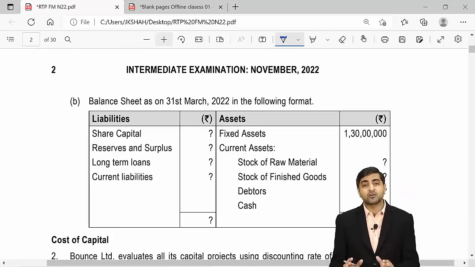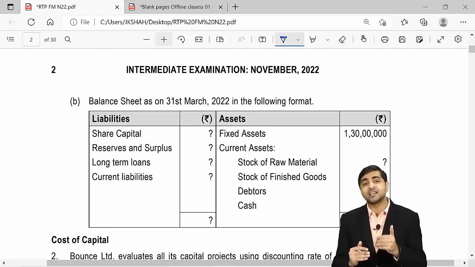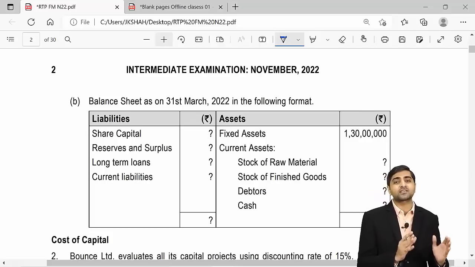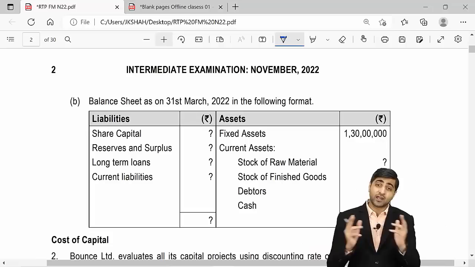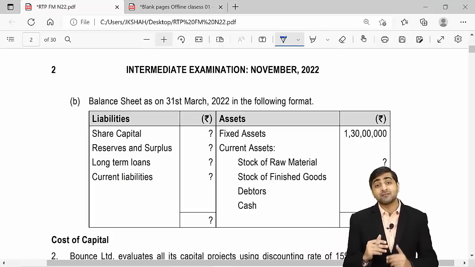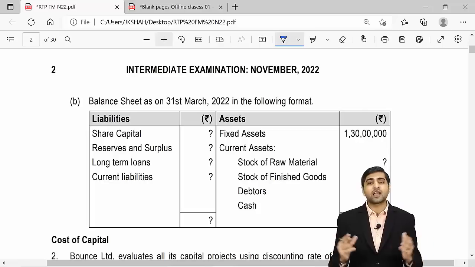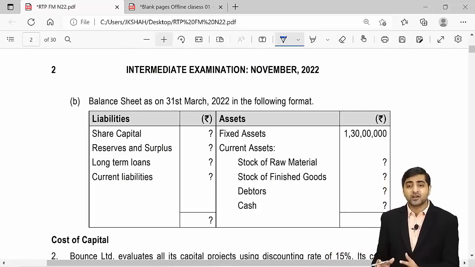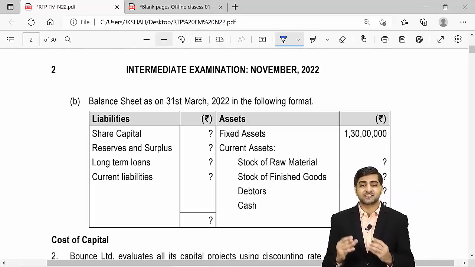Guys, in this particular question of ratio analysis, we have to prepare the financial statements from the ratios which are readily available to us. There are basically 3 types of questions in ratio analysis. Either they will give you the financial statements and we have to calculate the ratios, or they will give you the ratios and we have to prepare the financial statements, or we have to calculate the ratios and then do the interpretation and analysis. This particular question is about ratios being given to us and we have to prepare the financial statements.